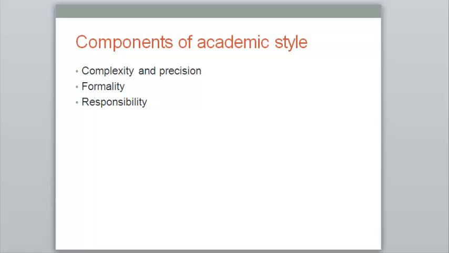Some components of academic style. We're going to be focusing on three main ones today: complexity and precision, formality, and responsibility. The first one, complexity and precision. So what does that mean?